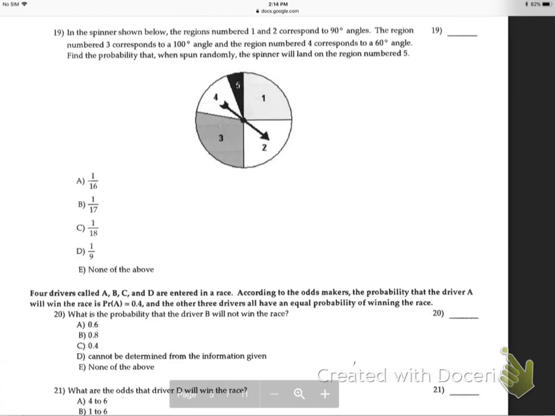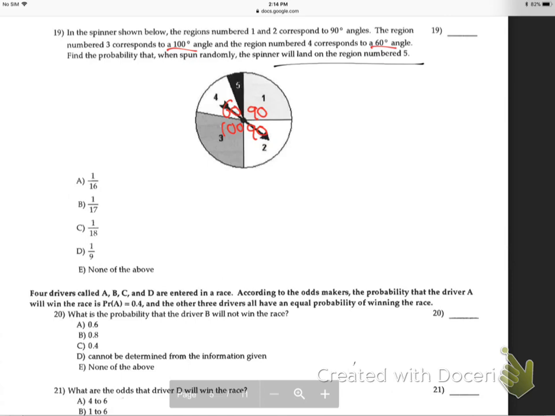Okay. Spinner below, regions. What's our question? What's your chance it's going to land on region 5? So, they're telling me angles. So 1 and 2 are 90, so I'm going to put that in. This is 90. Let me use a different color here. So region 1, this is 90. Region 2, this is 90. Region 3 is 100. Region 4 is 60. Okay, they gave me everything but region 5.